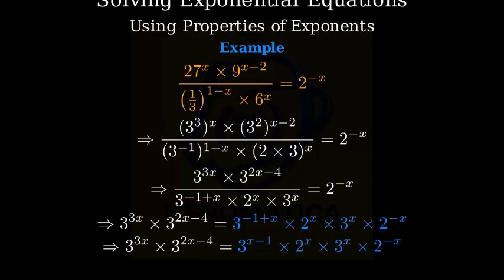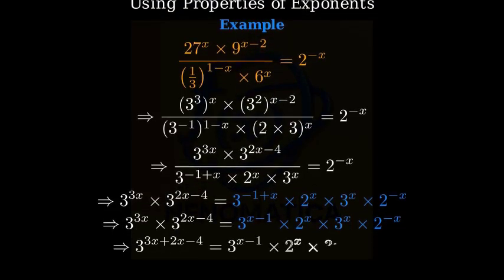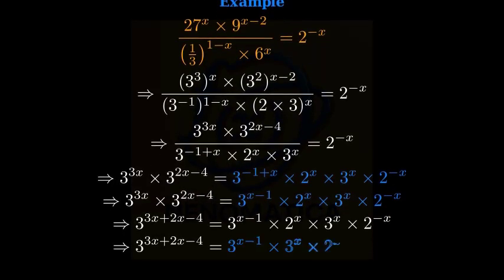Now, let's combine the terms with the same base on the left side of the equation. We know that when multiplying with the same base, we add the exponents. So 3 to the power of 3x times 3 to the power of 2x minus 4 becomes 3 to the power of 3x plus 2x minus 4, which is 3 to the power of 5x minus 4. Let's also rearrange the right side to group similar bases together. We'll group the powers of 3 together and the powers of 2 together.